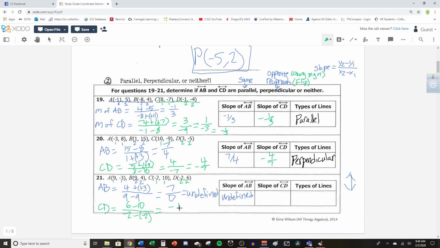So this is going to get us -4 over 0. So again, this is undefined. You can't divide by 0. But that does mean, even though we can't define the slopes, that this one is also going straight up and down. That means that they are going to be parallel lines.